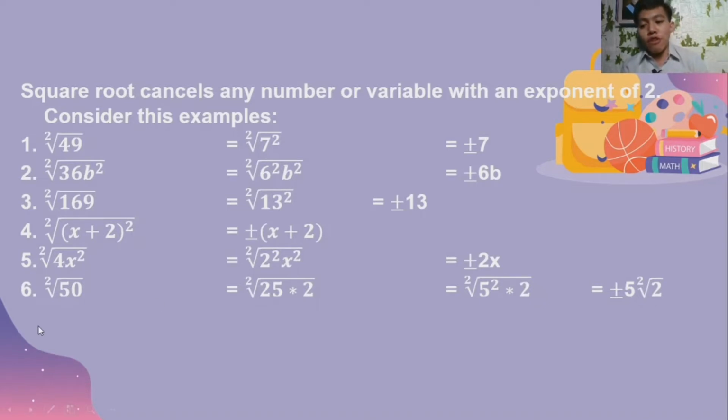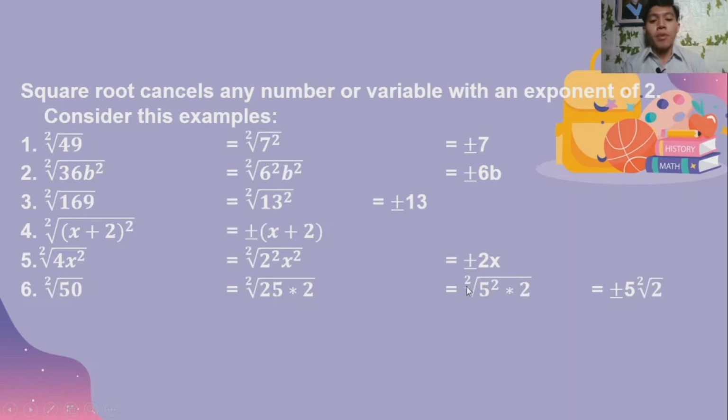So, papalitan mo yung 50 ng 25 times 2, kagaya dito sa may pangalawa natin. Okay? So, yung 50 magiging 25 times 2. So, magiging square root of 25 times 2. Now, anong gagawin dyan? Meron dyang na-perfect square. Tama? Yung 25. So, what is 25? That is 5 squared. Or simply, 5 times 5, that is 25. So, palitan mo lang yung 25 ng 5 squared. So, magiging square root of 5 squared times 2.